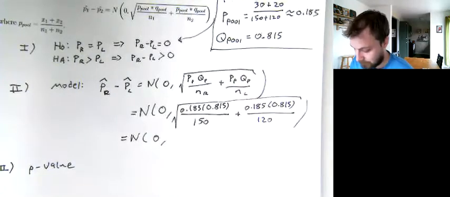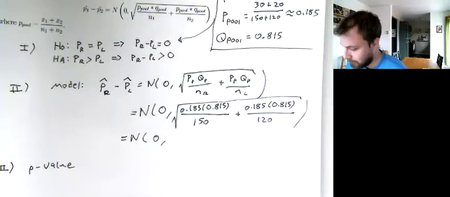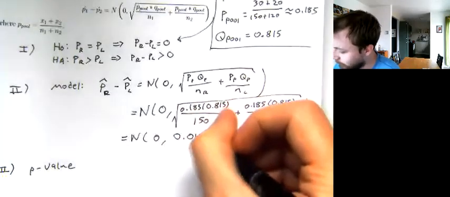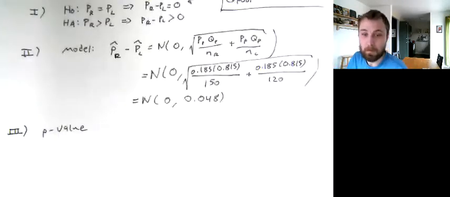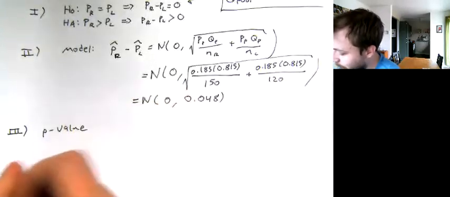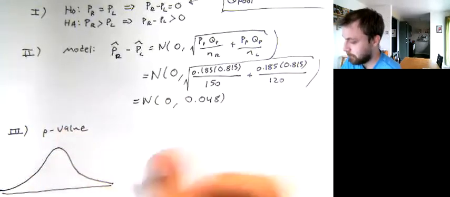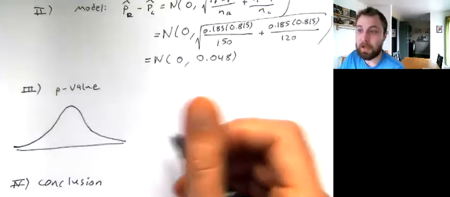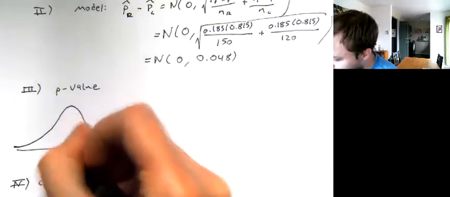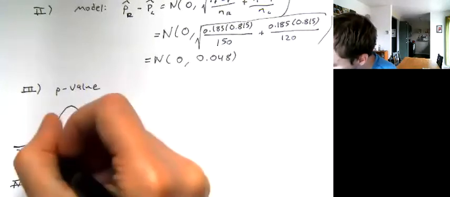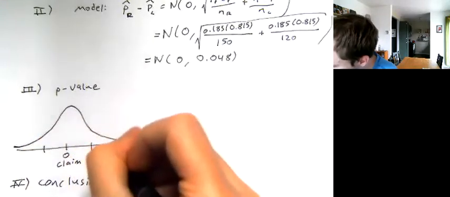So in this case, typing this into my calculator, I end up getting a standard deviation of 0.048 or so. For the p-value, I'm going to draw the curve for what we have thus far. And then I'm going to compare the claim to my data. So the claim is that there's no difference. And I'm counting on my curve by about 4.8%.